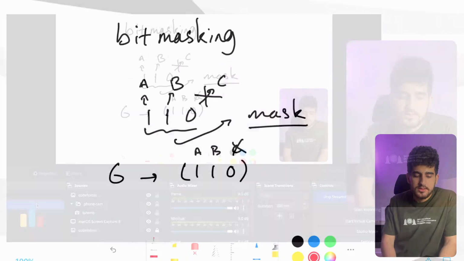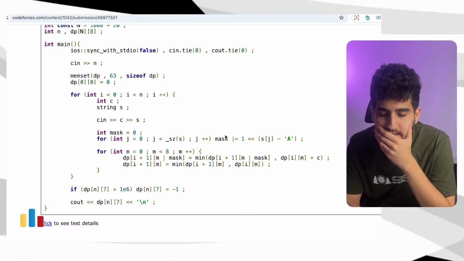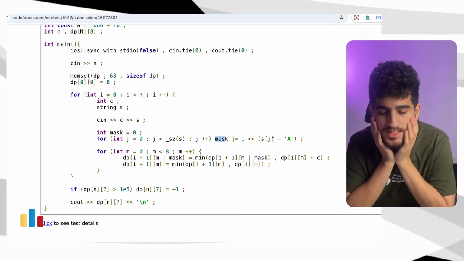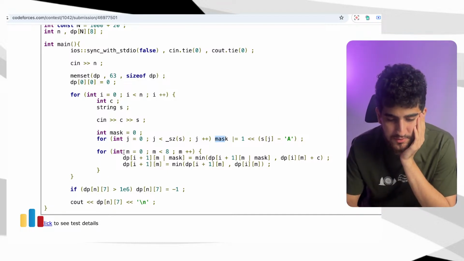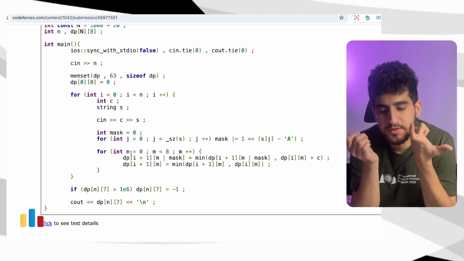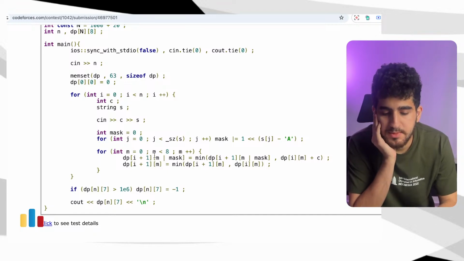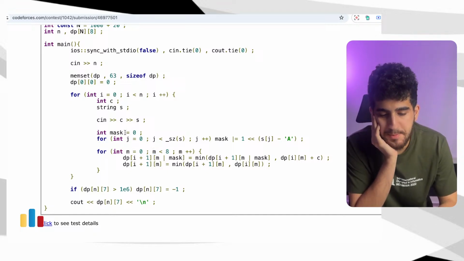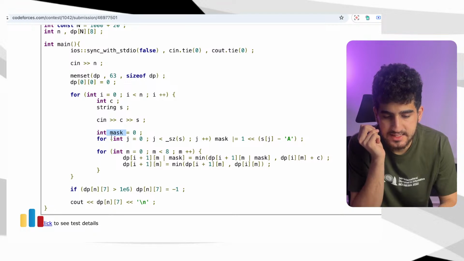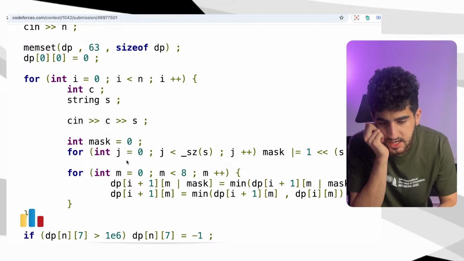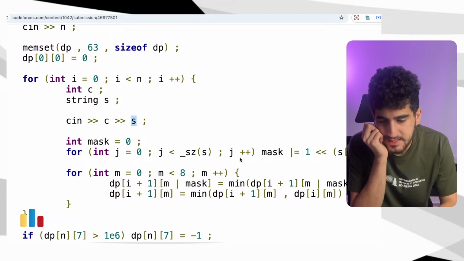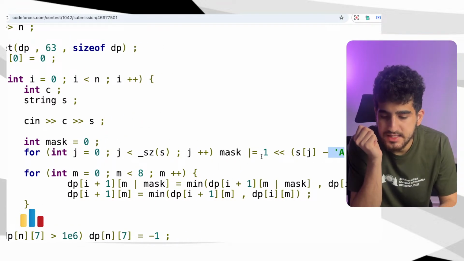Then if we go back to the code that we had in here, we have mask or equal to 2 to the power of s of j minus a. For each m, we have a for loop on the masks that we had previously. Assume that previously our mask was m. We know that the mask that this vitamin adds is this mask. I calculate this mask. Each time, I have to go over this string.